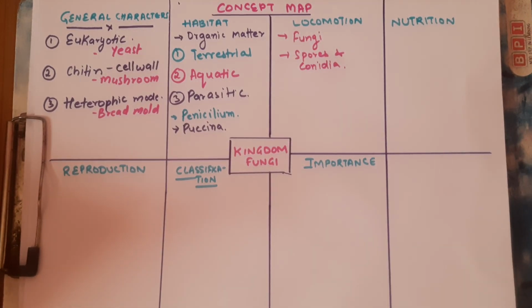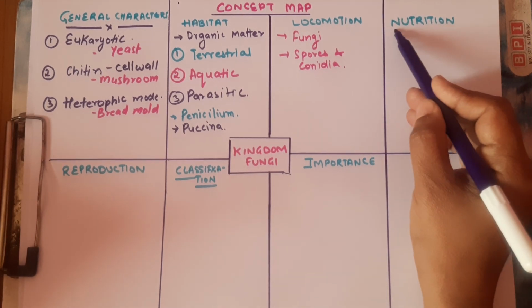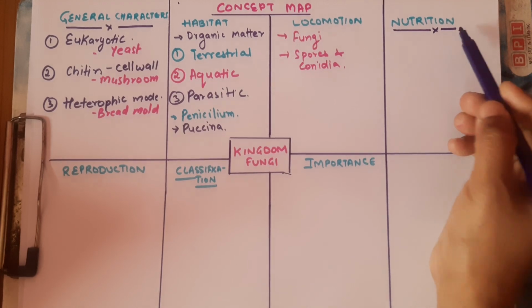So they can move along with the flow of the wind also, and they can spread and then pass on to the new material or the new substrate, and then they will start to colonize or grow there. Now if we talk about the nutrition, so I already told you that fungi exhibit the heterotrophic mode of nutrition.